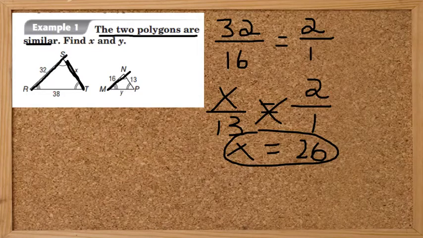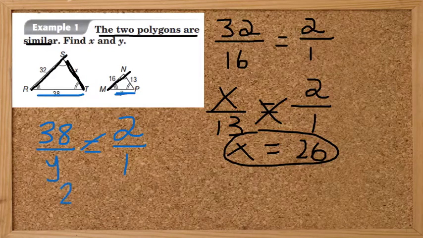Okay, let's try another one. Now let's use RT, so let's use 38. Put that over its corresponding side, which is y, which is here. And again, we can set it equal to that original scale factor we just found, 2/1. And you can see once we have that scale factor down, it makes it a little easier.